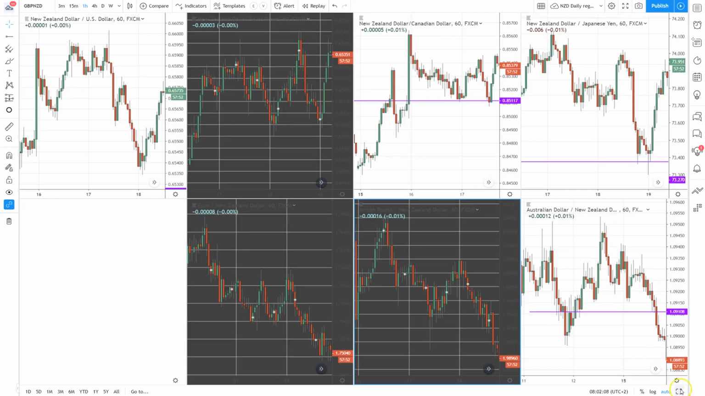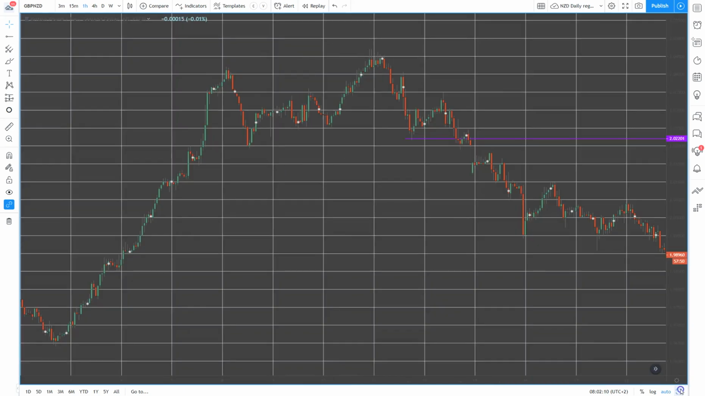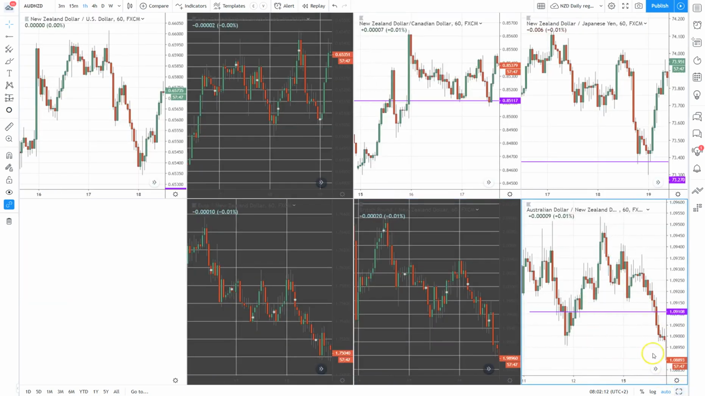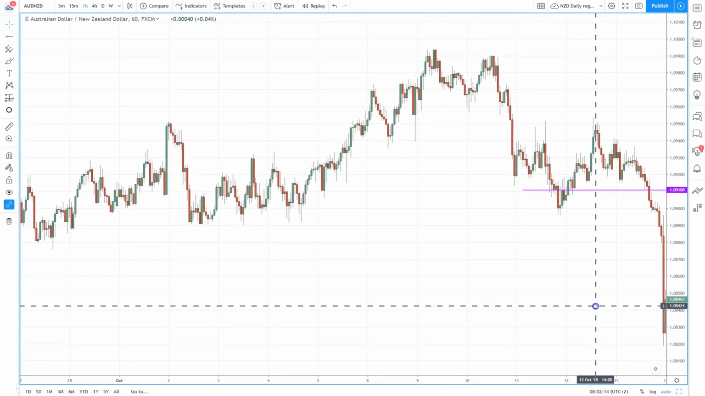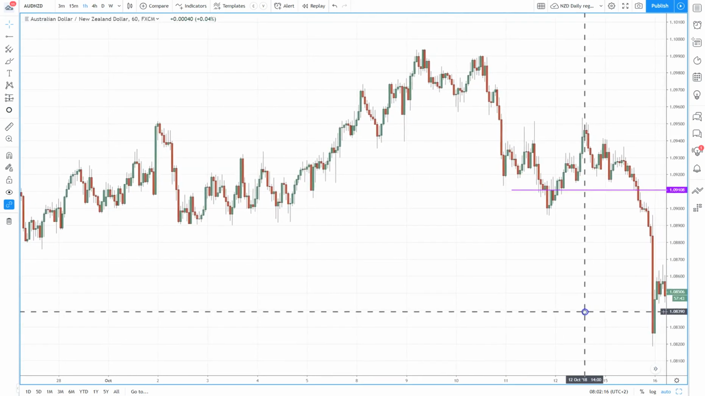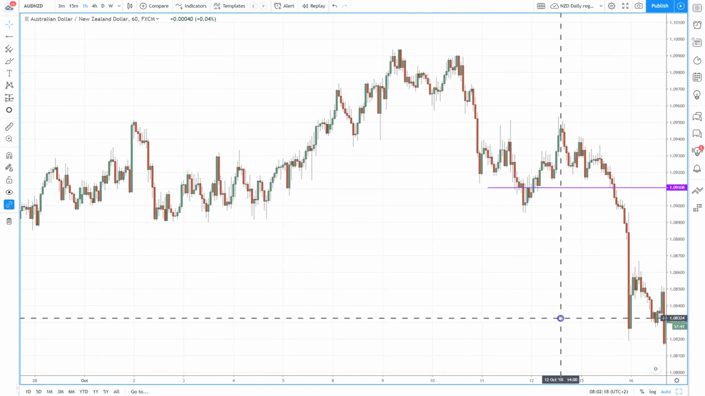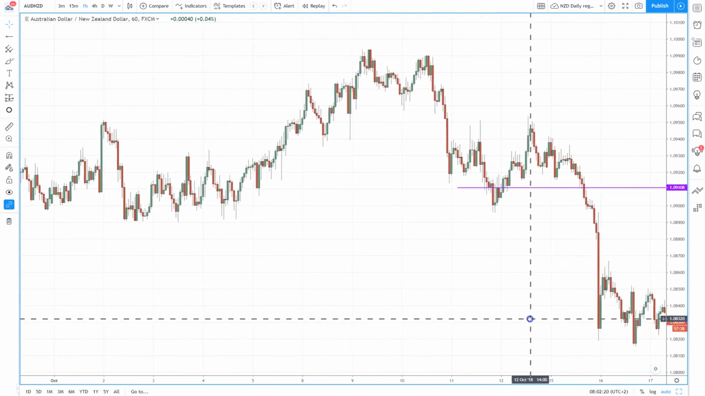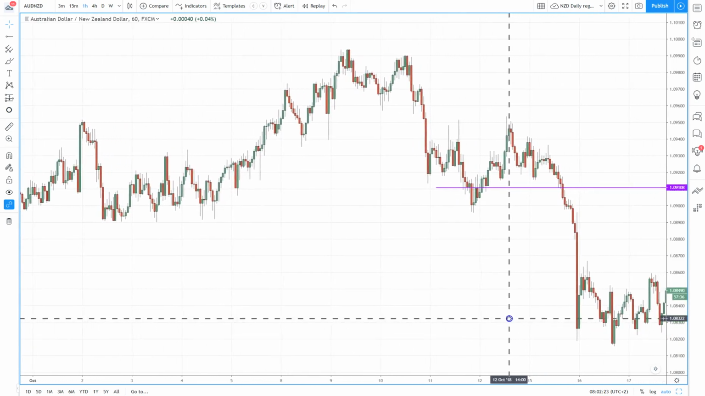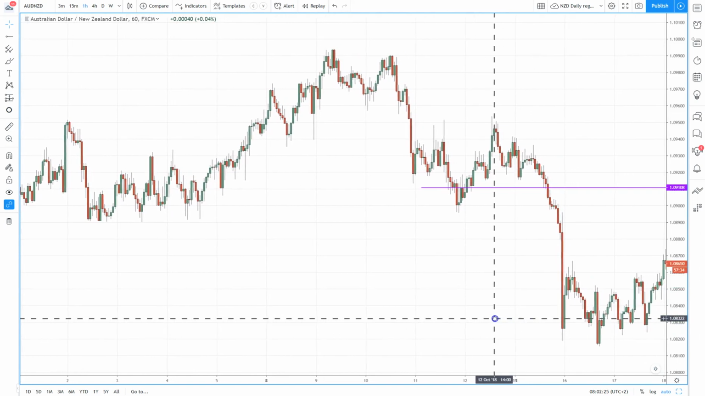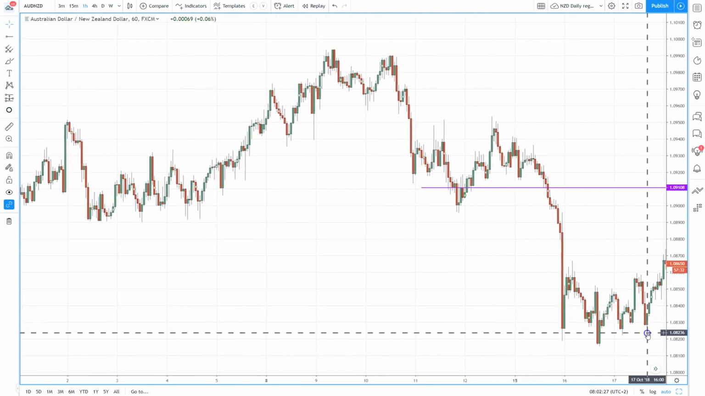Let's have a look at the last pair. Oh, I need to obviously select it to make it full screen. And we need a pullback. Give us a pullback. Attempting, nothing. It's looking very similar as the other ones. Oh, maybe it's trying. It's trying. There we go. Getting a pullback.